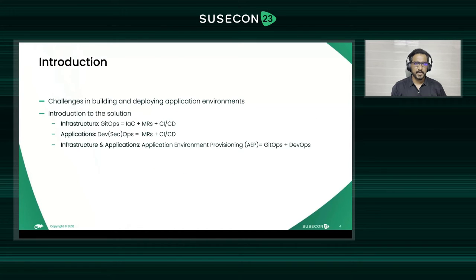We will discuss some common challenges faced during build and deployment stages of application. Then we will see what solutions can be used to overcome the challenges using GitOps for provisioning the infrastructure and DevOps for application deployments, combining the best of both worlds to achieve application environment provisioning.